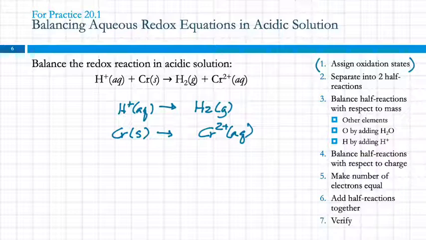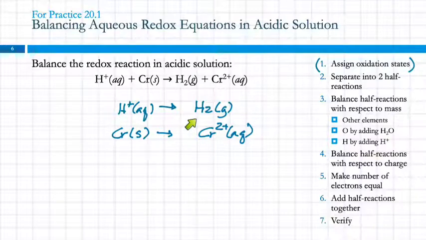Any questions? I didn't just split it into ions. I split it into two reactions. I took one reaction and split it into two reactions. These are happening simultaneously, but I'm going to look at them separately. So next I balance with respect to mass.